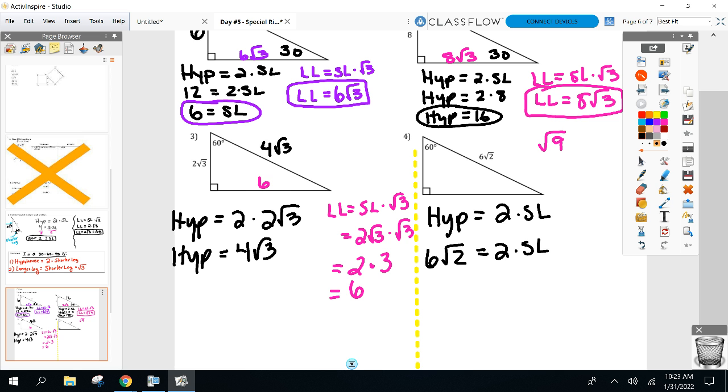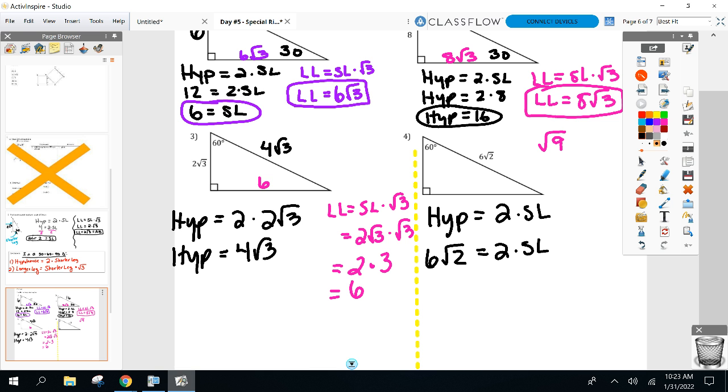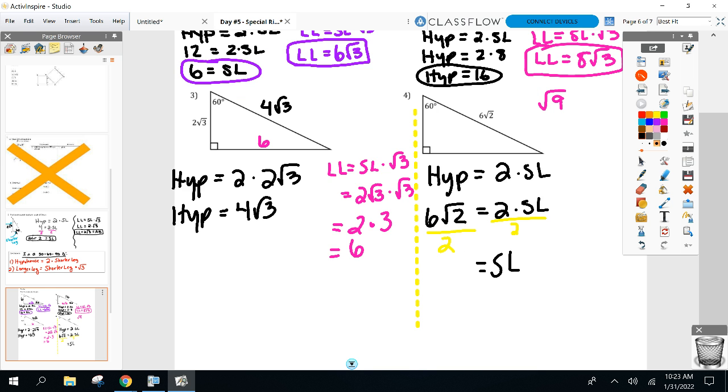Once again, what do I have to do with the 2 to get it out of there? Divide each side by 2. All right, come on, guys. Divide each side by 2. What do you think the shorter leg is going to be equal to? Can you cross out the 2 under the radical and this 2 in the denominator? Absolutely not. The 2 is underneath the radical, but I can do something with the 6 and 2. So the shorter leg is 3 square root of 2.